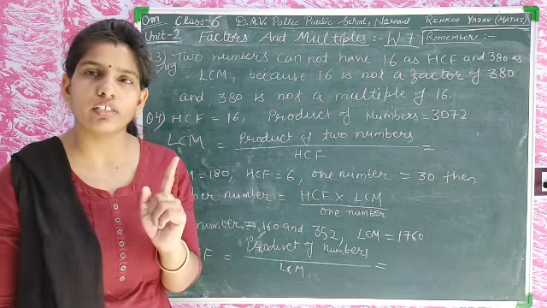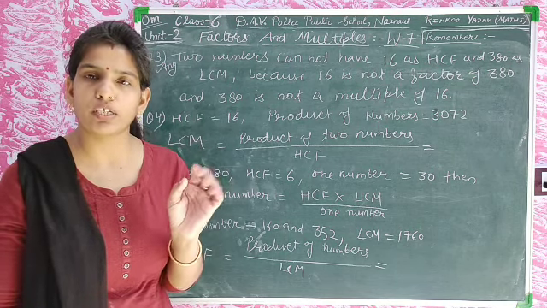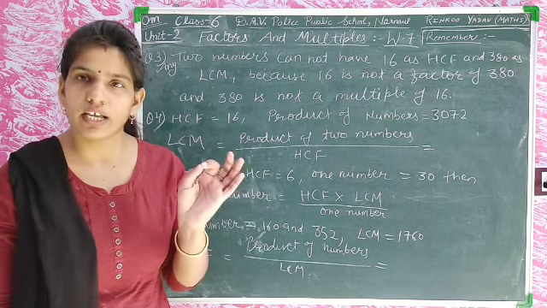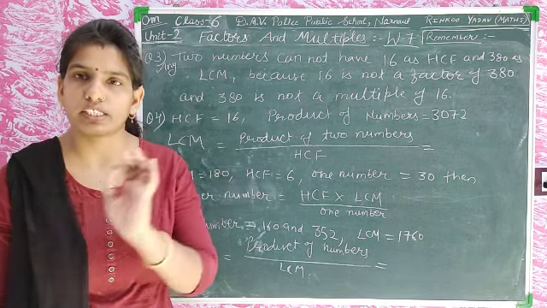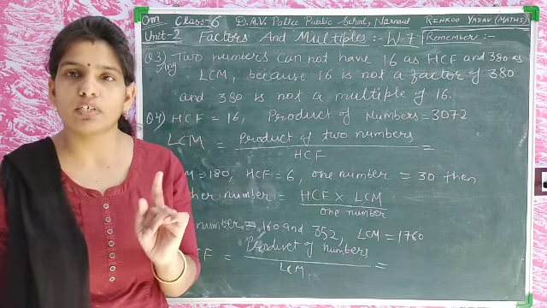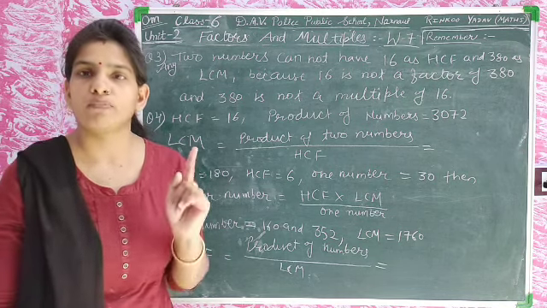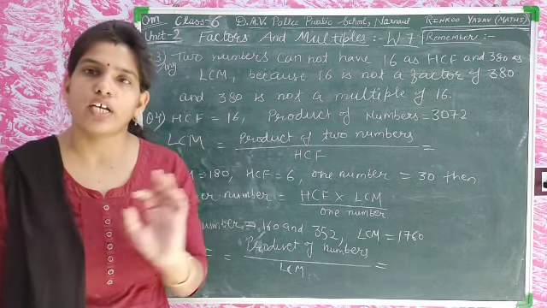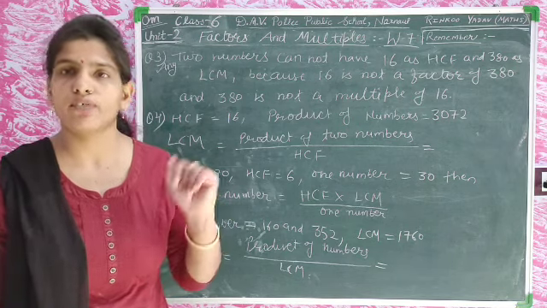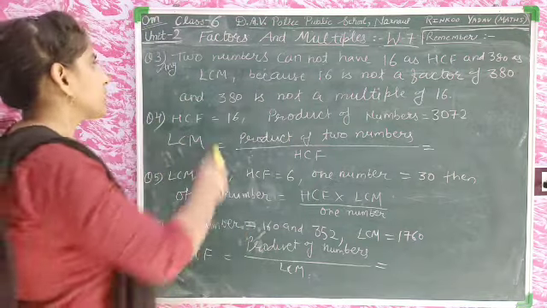So students, you can remember that we have the properties. In the properties, there is one property that HCF is a factor of LCM. If this is the factor of any number and this is the LCM of any number, it is compulsory that HCF is a factor of LCM. Or we can say that LCM is a multiple of that factor. We have these two properties, so we can use them here.